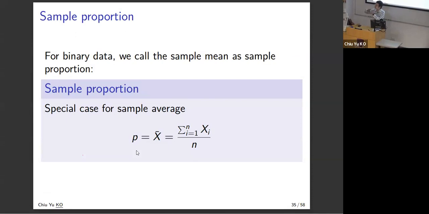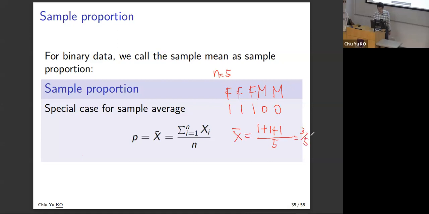Because you have a bunch of 0s and 1s. Suppose a simple case: n equal to 5. You ask 5 people and you have female, female, female, male, and male. That's what you got when you go to the canteen and ask their gender. Then, considering female as 1, you have 1, 1, 1, 0, 0. The sample mean will be just 1 plus 1 plus 1 over 5. So this is exactly the proportion. That's why I call it the sample proportion.